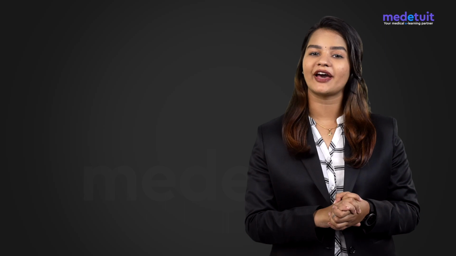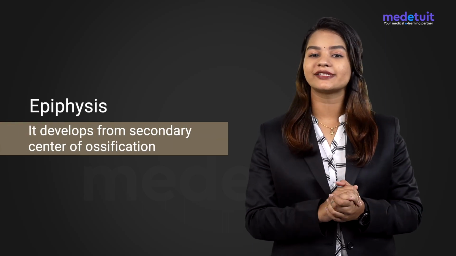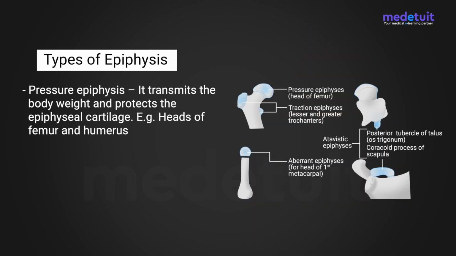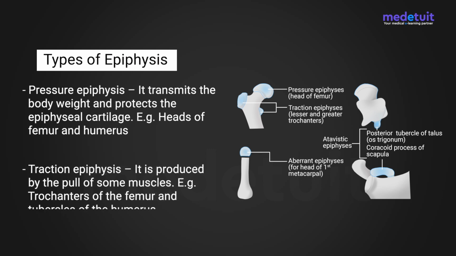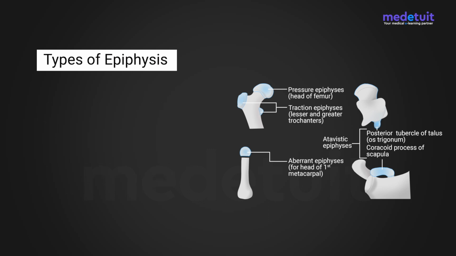Next, we have the epiphysis and its types. Epiphysis. It develops from the secondary center of ossification. Pressure epiphysis. It transmits the body weight and protects the epiphyseal cartilage. Example, heads of humerus and femur. Traction epiphysis. It is produced by the pull of some muscles. Example, trochanters of the femur and tubercles of the humerus.